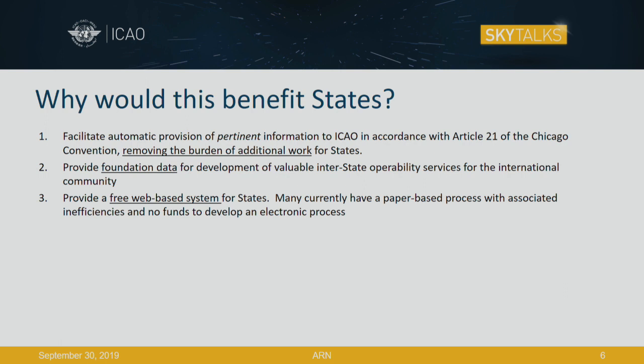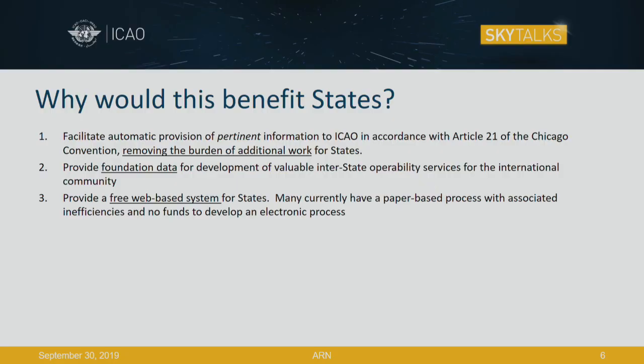So why does this benefit states? Well, first of all, it's going to facilitate the automatic provision of the pertinent information to ICAO in accordance with Article 21. And that's going to remove the burden of this extra work, this time and effort on behalf of the states. It's going to be automatic. However, as I said, we're not just collecting data for the sake of it. We want to provide these valuable interstate operability services. And so this data that we collect really is the foundation data to provide those services back to the community.